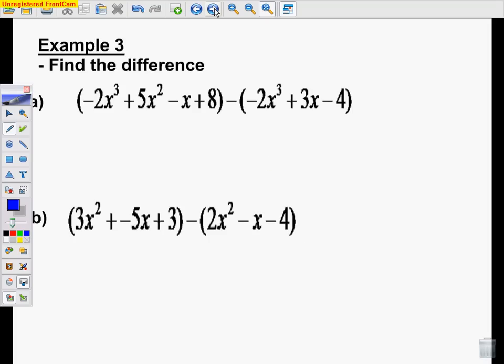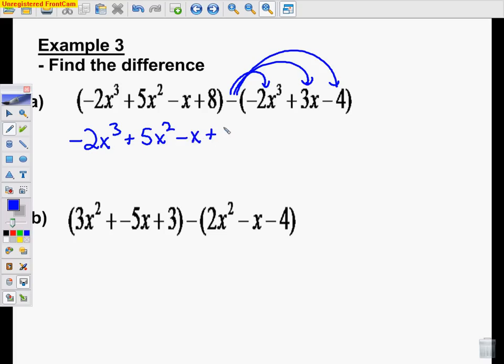Now, that helps us out in problems when we're subtracting polynomials, because here we know that this is a subtraction problem. And that subtraction sign belongs to this whole polynomial. So what we need to do is take that subtraction sign and distribute it into the polynomial. Okay, so we're just going to rewrite this first polynomial. Negative 2x to the third plus 5x squared minus x plus 8. And now we're going to distribute the negative to the right side here.